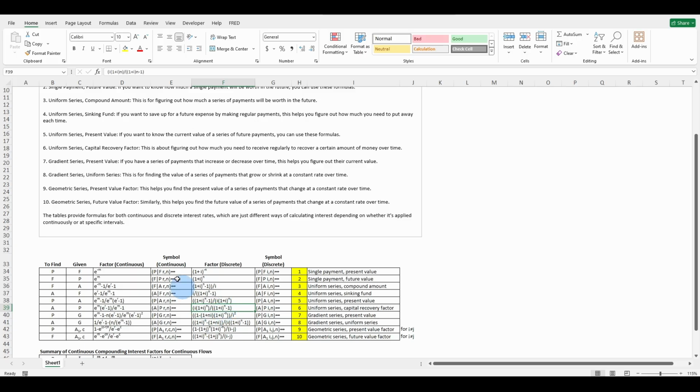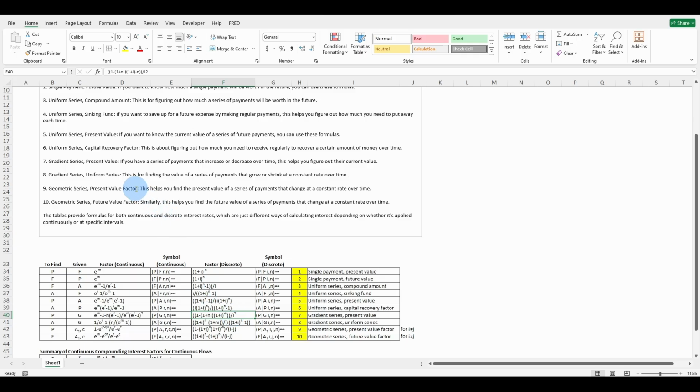Then we're going to have this number 7, the gradient series. If you have a series of payments that increase or decrease over time, this helps you figure out their current value. Sort of sounds like an annuity, doesn't it? So here, number 7, gradient, would be 1 minus 1 plus n. Keep in mind this notation is kind of screwy, just because it's so hard to work with Excel. So we have this layout, 1 plus I of n.